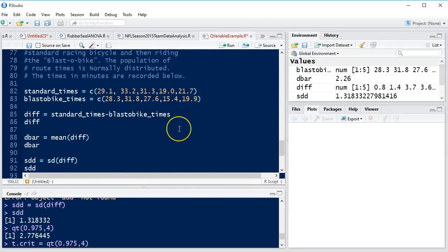All right, so hopefully this video helped you understand how you can calculate a 95% confidence interval to estimate the mean difference.